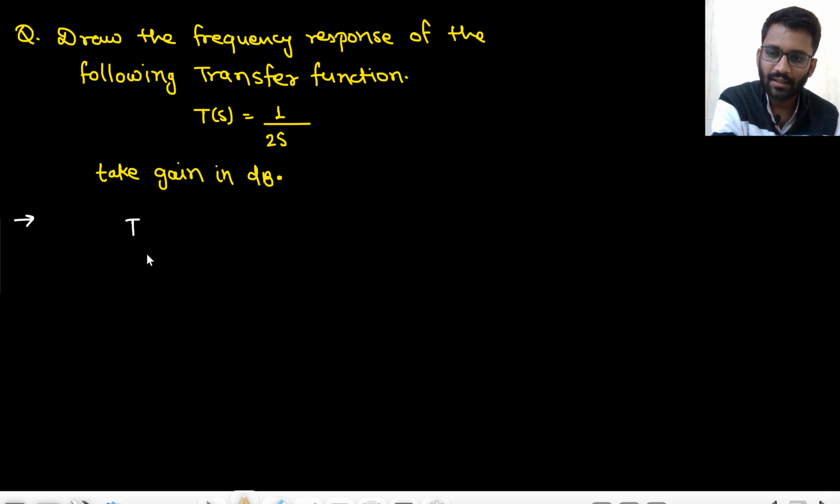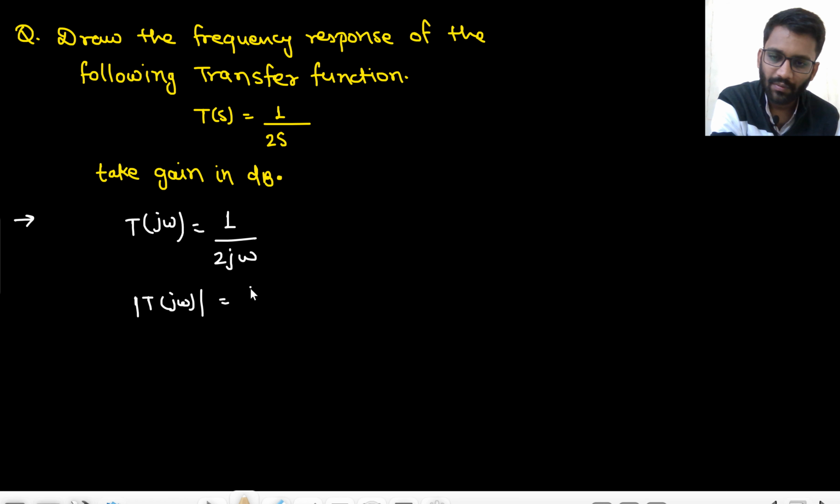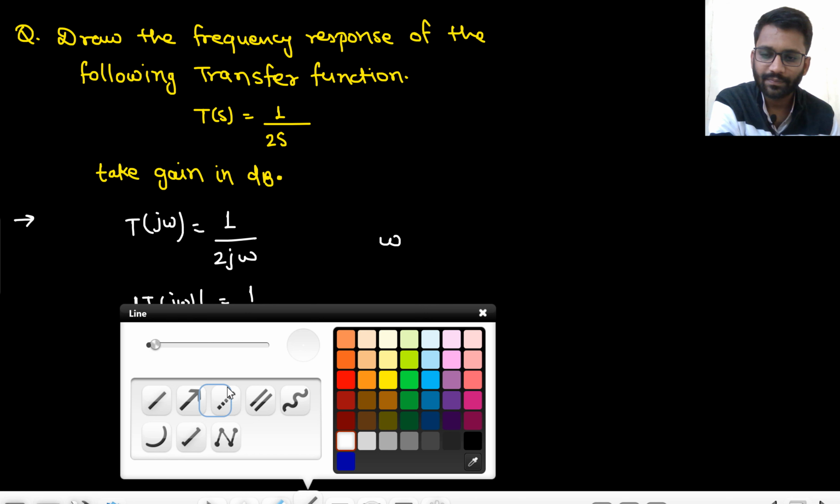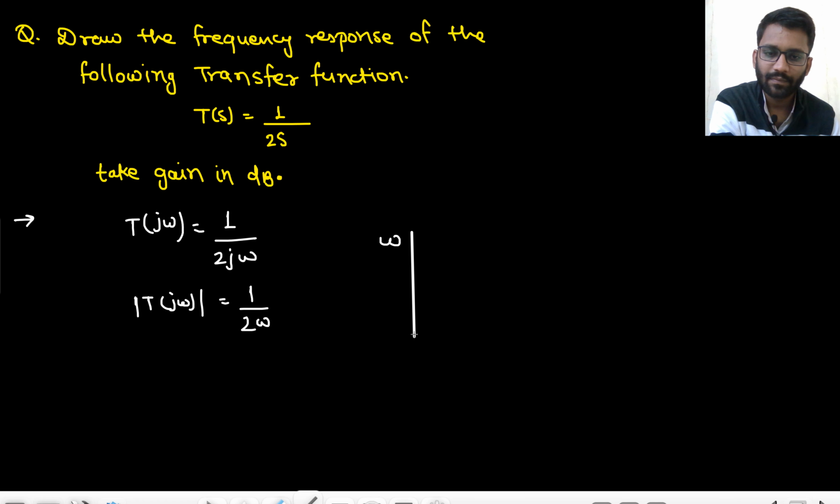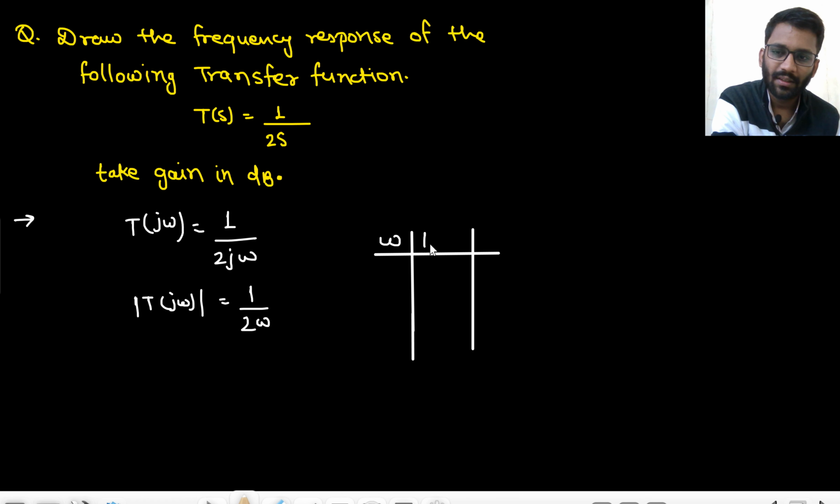So what is the T of j omega of this? That is 1 by 2 j omega. And what is the magnitude? It will be 1 by 2 omega. Omega value we will take. Here my pole is at 0 only, so I will be interested in 2 points only, or 3 points. I will take 3 points. But the gain is in dB. Okay. So I will write T of j omega, and then I will write T of j omega in dB.